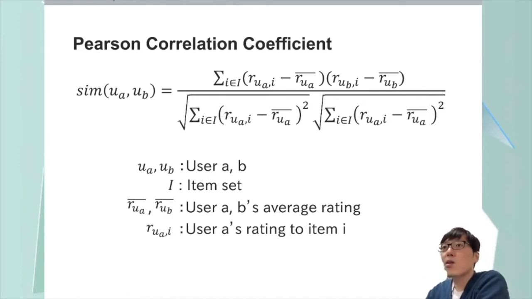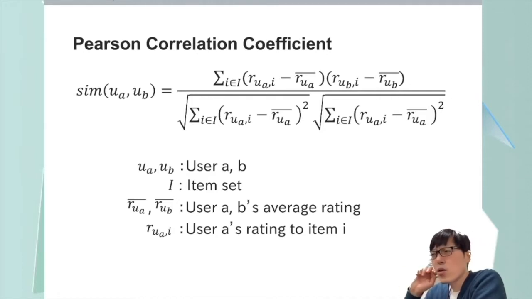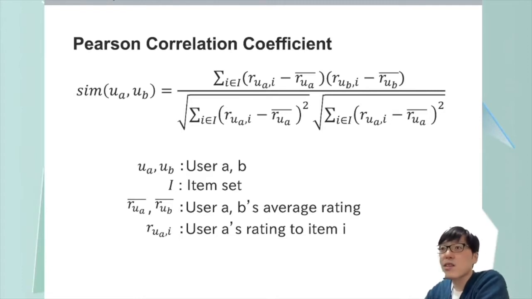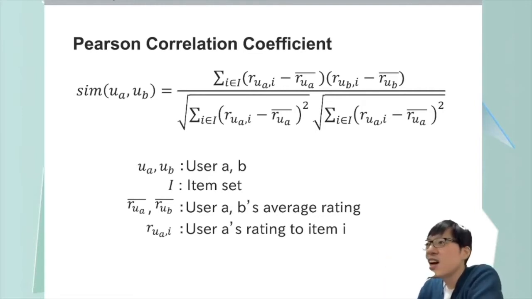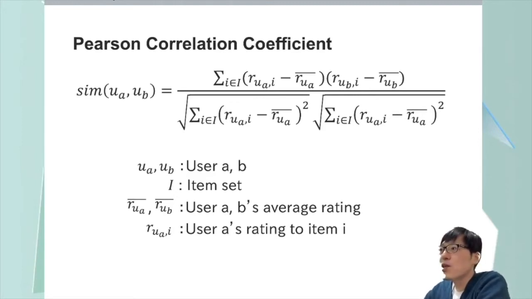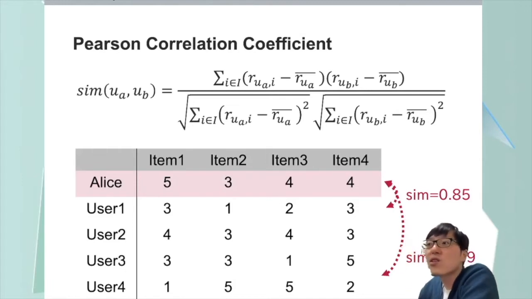One is the Pearson correlation coefficient, which I think you already know. Here we denote UA and UB as user A and user B. Also, I means the item set. The R bar means the average rating. R_UA,I means user A's rating to item I. This formula seems complicated to some students, but it is just a correlation coefficient. By using this Pearson correlation coefficient, we can calculate the similarity between users.